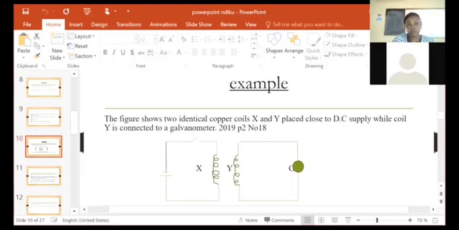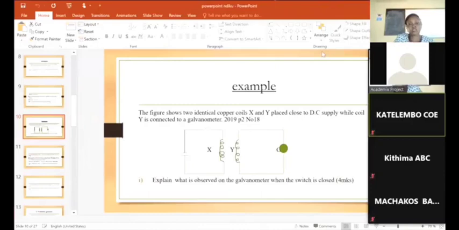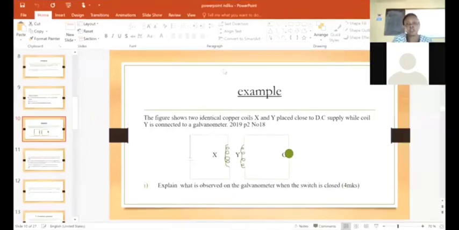The question is, explain what is observed on the galvanometer when the switch is closed. Format: explain what is observed on the galvanometer when the switch is closed. When we are explaining, first, you have to give the observation. What will be observed? You cannot go ahead to explain when you have not given the correct observation.